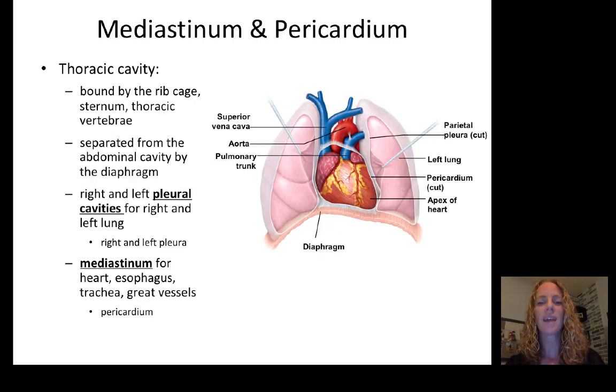So let's start with the thoracic cavity. The thoracic cavity contains the lungs in the right and left pleural cavities. Between the lungs is the mediastinum. The mediastinum contains the heart, covered in pericardium, along with the esophagus, the trachea, and great vessels. Surrounding the thoracic cavity is the rib cage, which is connected to the sternum and thoracic vertebrae. The thoracic cavity is separated from the abdominal cavity by the diaphragm.